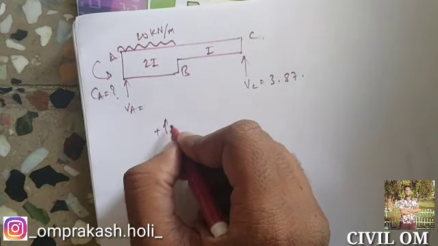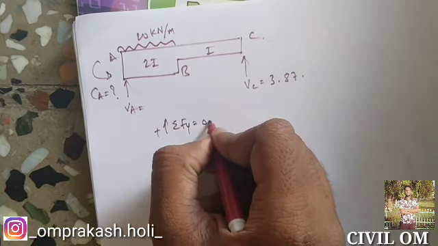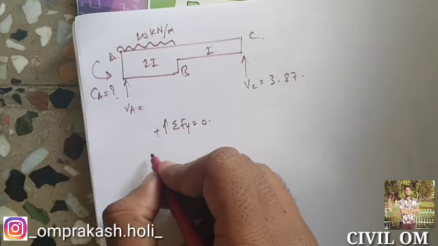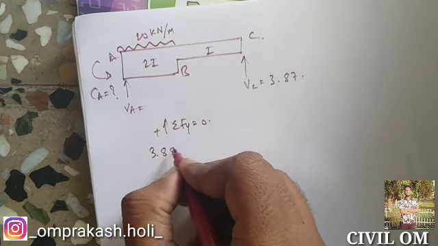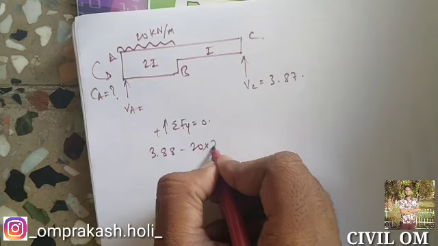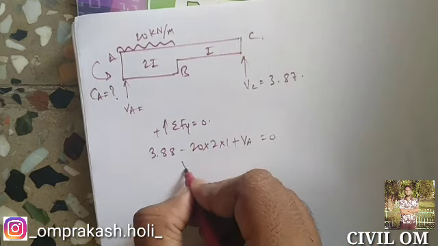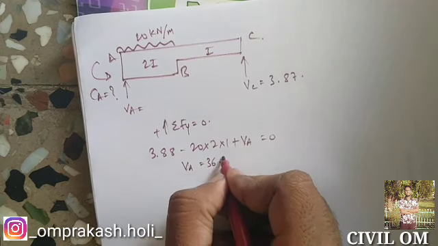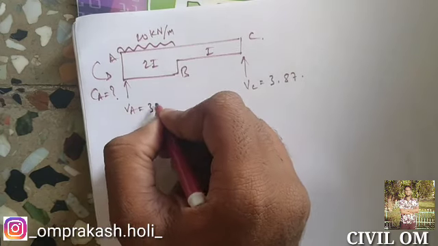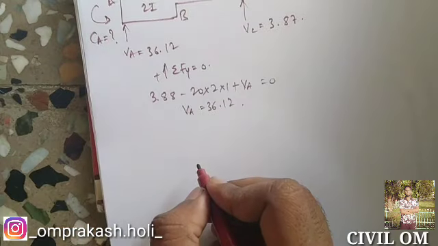Now let us consider sigma of Fy, that is summation of Fy is equal to 0. So what are the vertical components we have here? We have 3.87 at C and 20 into 2, that is the UDL. Next, VA acting at A. So VA is equal to 36.12 kilonewton, represented in the diagram.